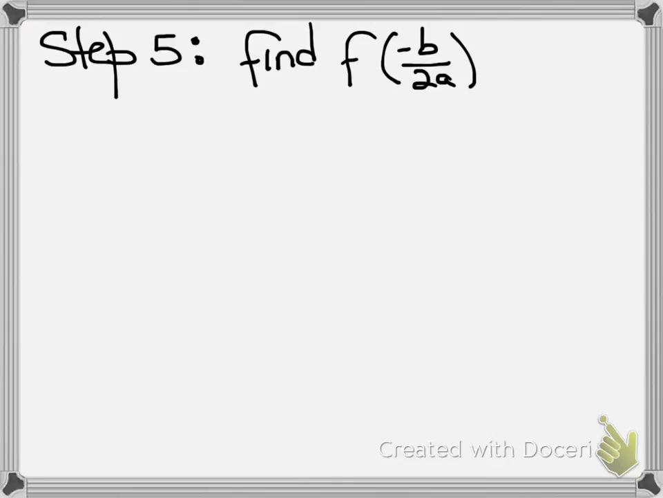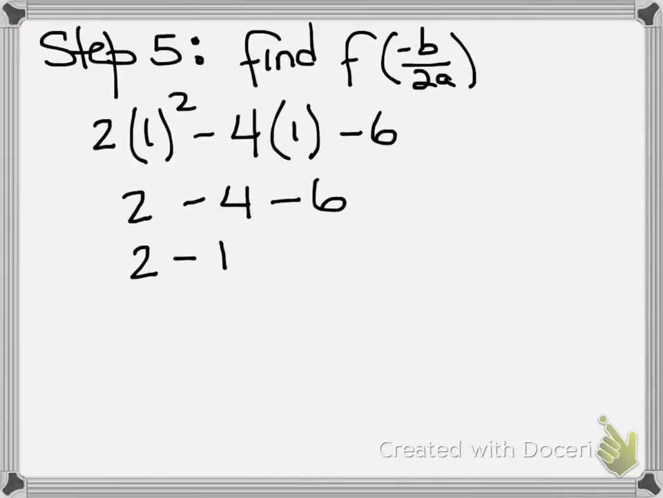Since the axis of symmetry we have was x equals 1, in the original equation, we go back to where we have 2x squared minus 4x minus 6. We replace x by 1 because we had x equals 1 for the axis of symmetry. And what we do, we get 2 times 1 squared, which is 2 times 1, which is 2.